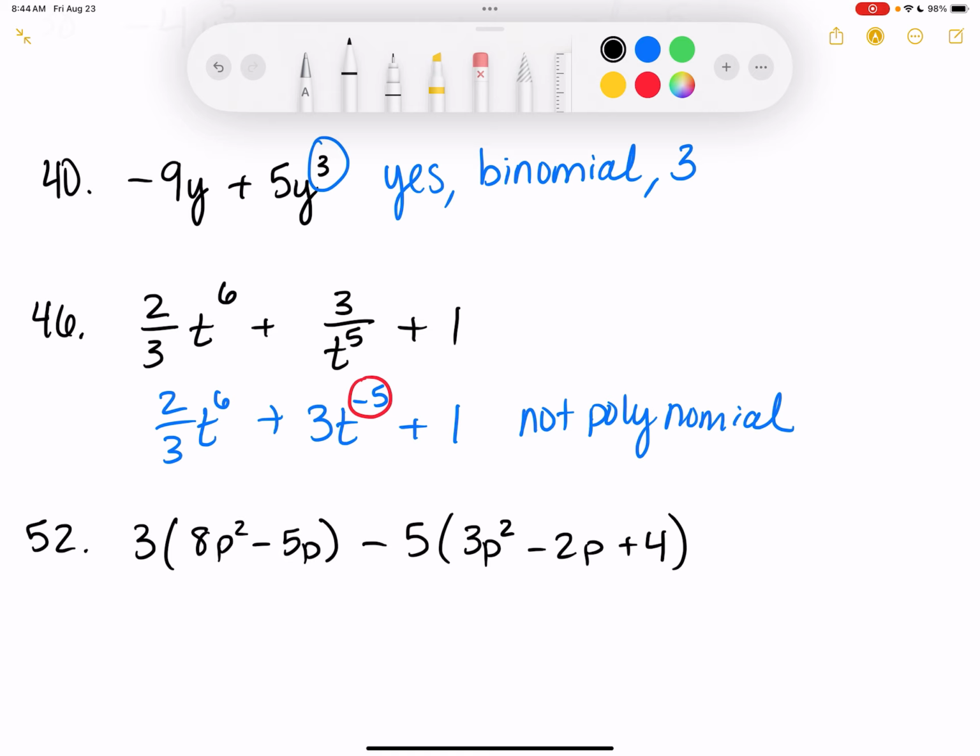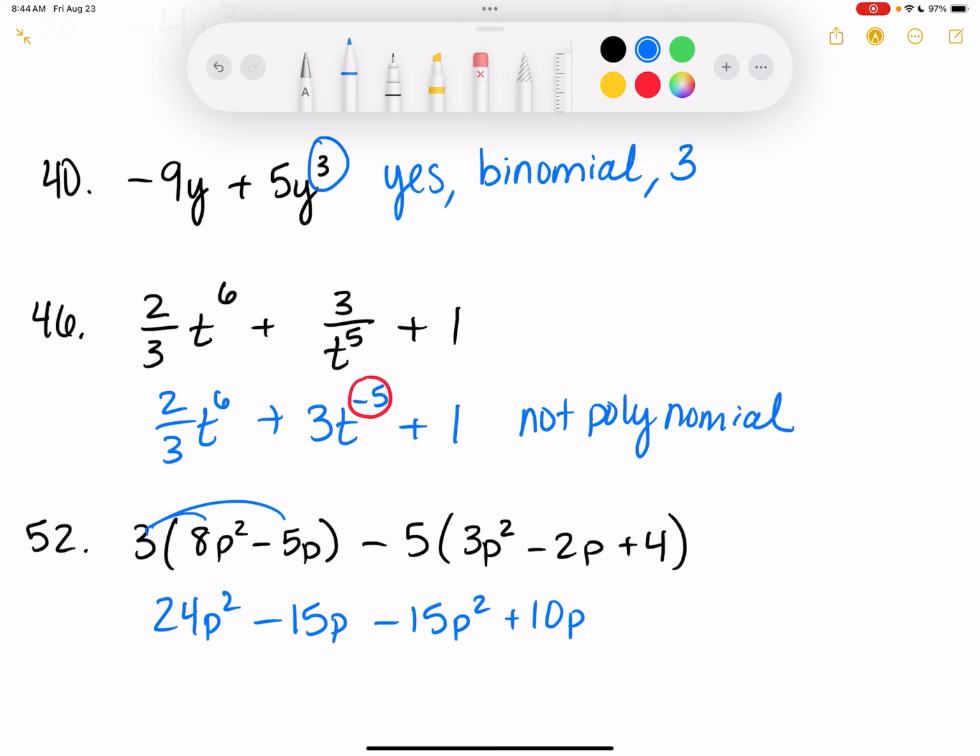Okay, so anyways, I'm going to distribute in both, since they both have a number in front, and the one has a negative, so I'm going to distribute everything. I just drew the lines, but anyways, 24p squared minus 15p, and then over here, I've got to make sure that what I multiply through is the -5, not just the 5. So this is going to give me a negative 15p squared plus 10p minus 20.